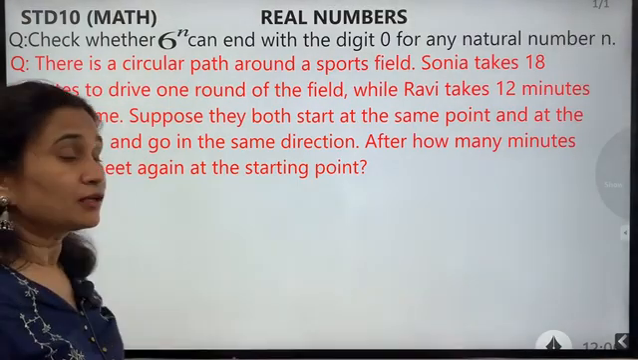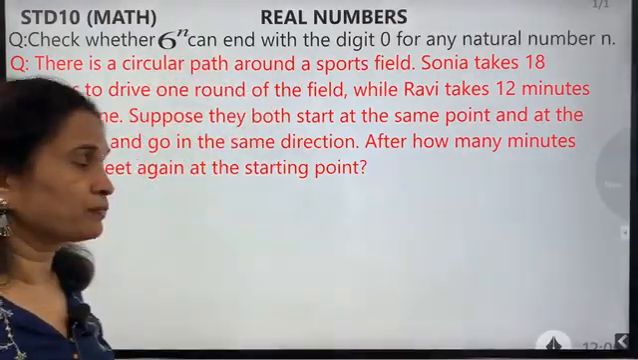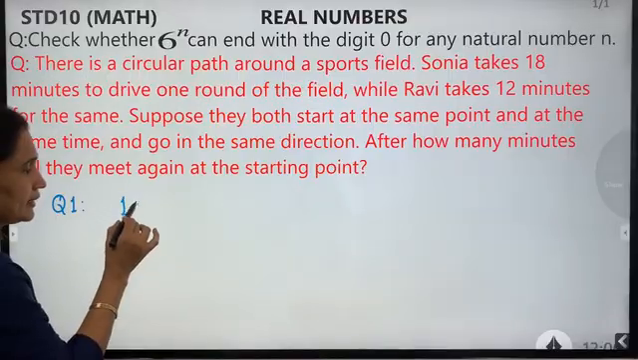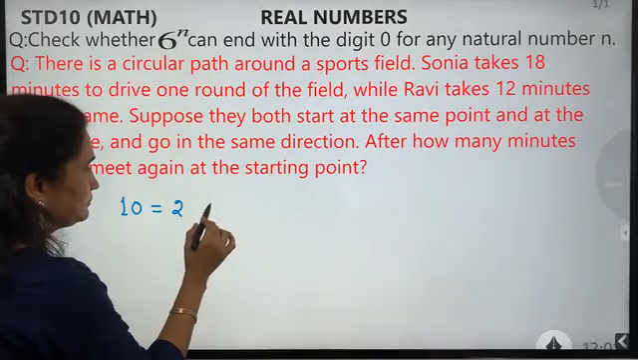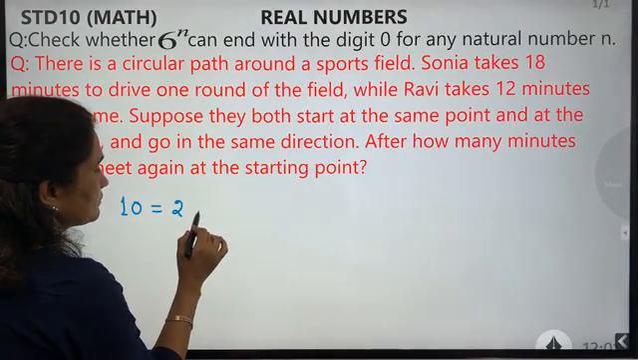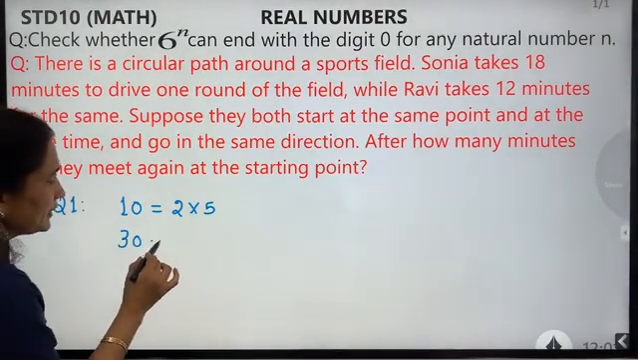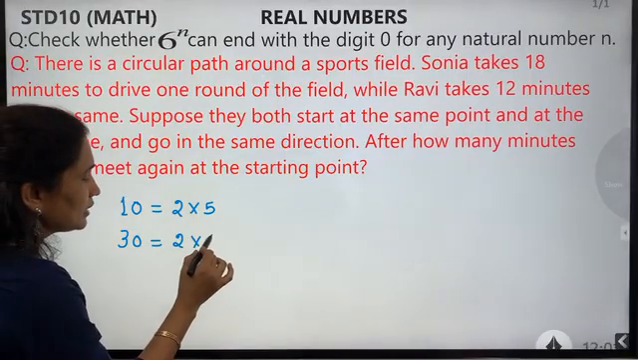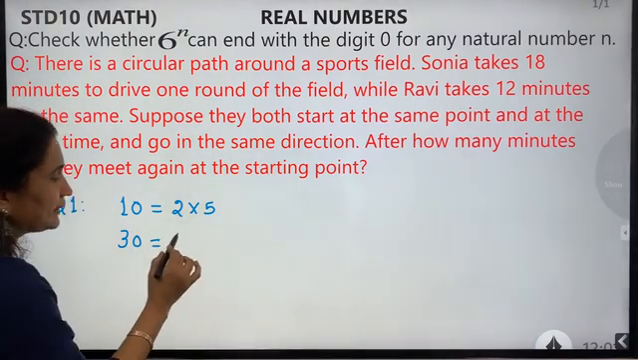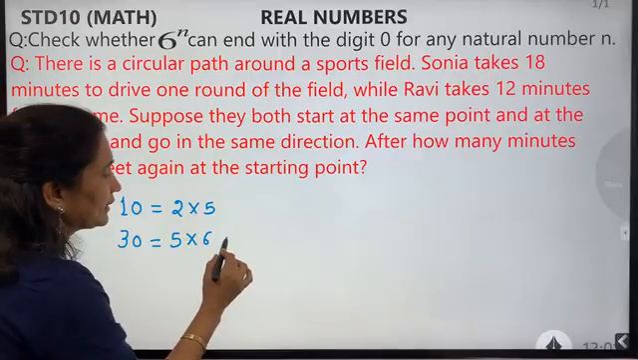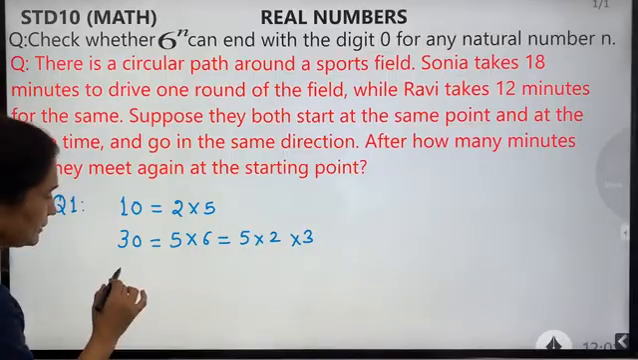So to get the solution, first of all, let us see which are those numbers whose last digit is 0. Let us start with 10. 10 has a last digit 0. But what are its factors? 2 into 5. Suppose I choose a number 30, then its factors are 5 into 6, which furthermore I can write as 5 into 2 into 3. Correct?